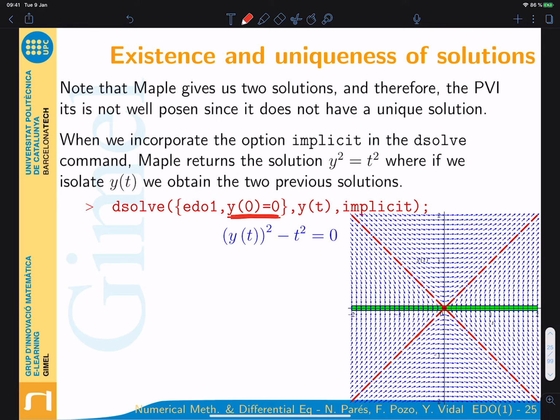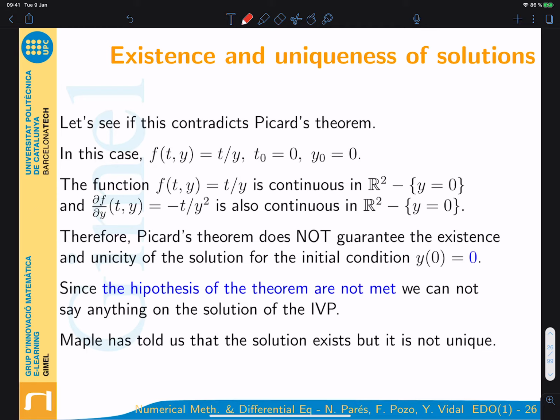One solution is the one that is coming from here, the other solution is the one that is coming tangent to the vector field from here. Now the point is, if I start at the origin, if my initial condition is given at the origin, I don't know which one is the solution. It's not unique. So in this case, if we try to apply Picard's theorem, you would see what happens.